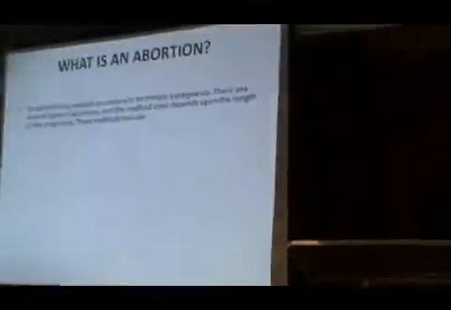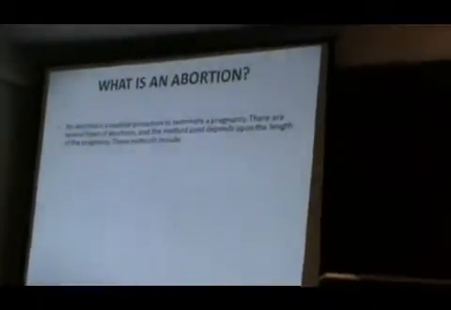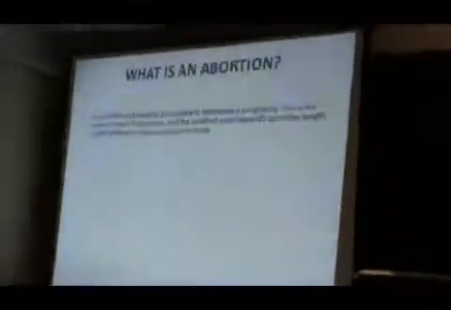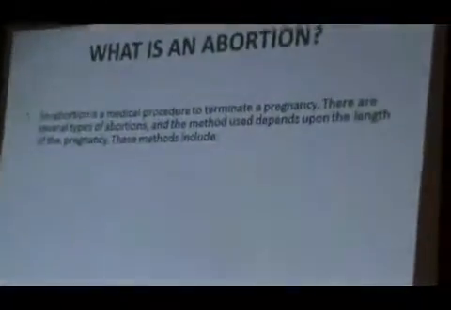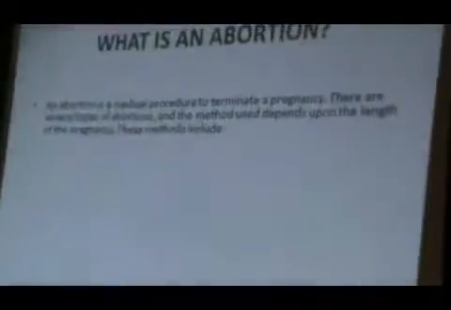What is an abortion? An abortion is a medical procedure to terminate pregnancy.